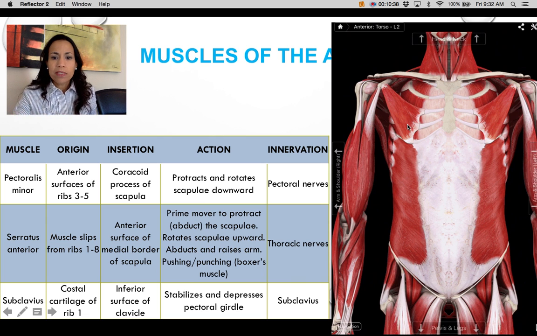Now, innervation is given by the pectoral nerves. So what will happen if we damage the pectoral nerve? Okay, that's for class discussion.